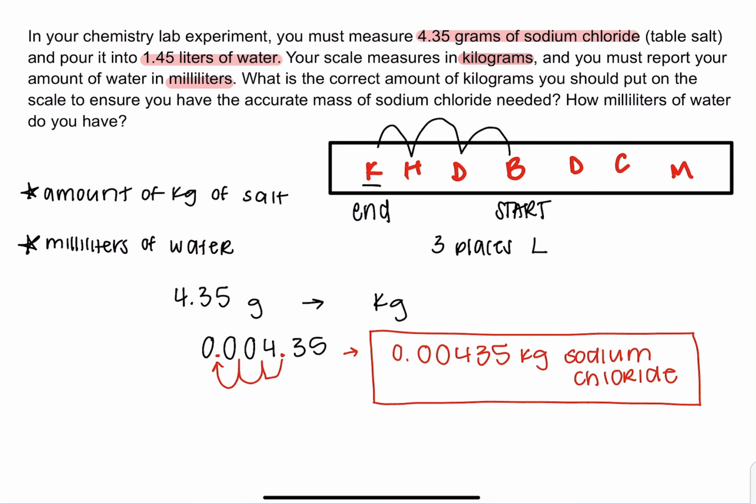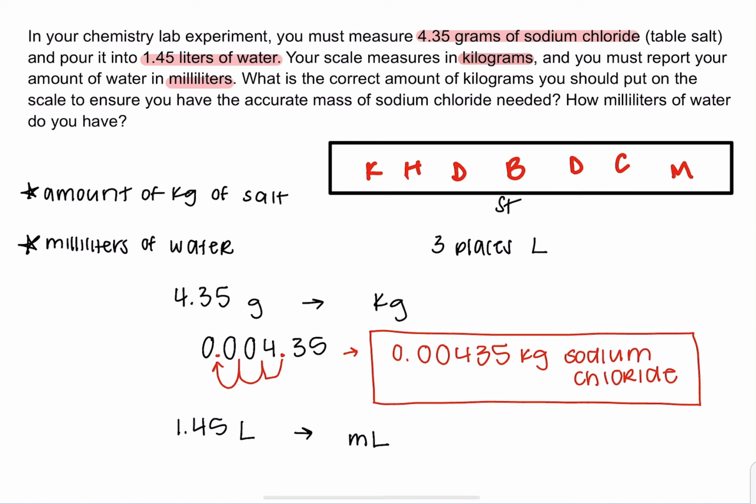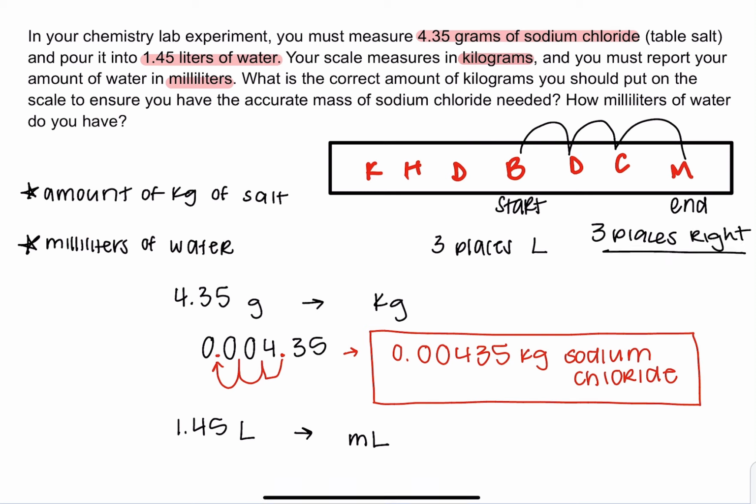So let's quickly do this conversion. 1.45 liters, we want this to milliliters. And I'm just going to use this key up here at the top again. So I'm going to erase these. And we start at liters, which is our base unit. And we want to end in milliliters. So that's going to be this M, that's milli. It takes 1, 2, 3 places to the right to get to milli from base.